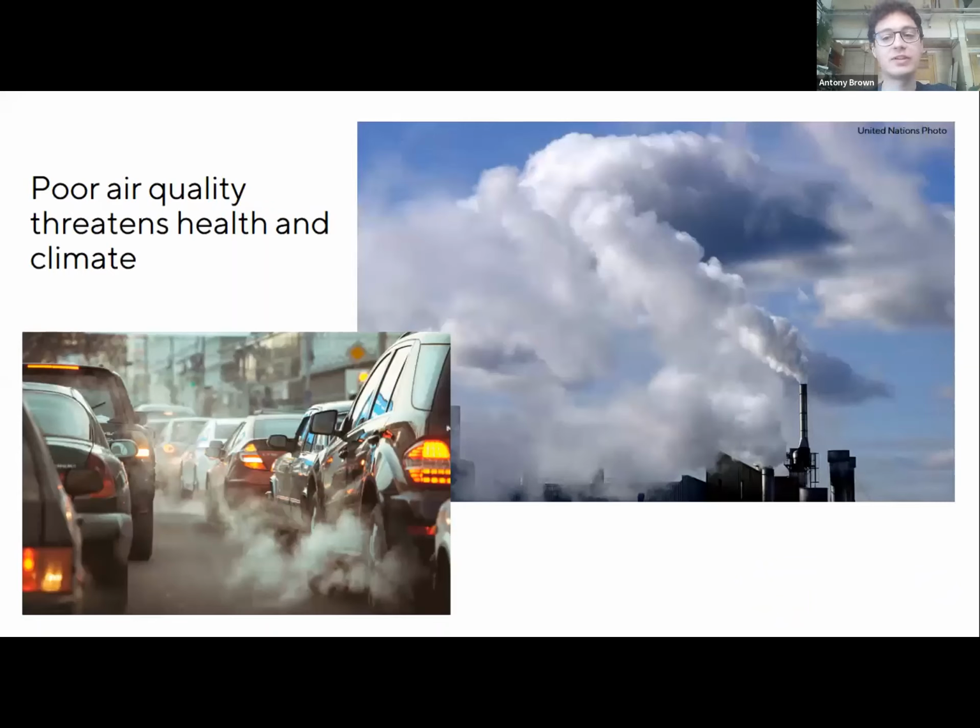So poor air quality threatens both health and climate. In 2016, the World Health Organization estimated that ambient air pollution causes around 4 million premature deaths each year worldwide. And sources of air pollution are also sources of greenhouse gases, which contribute to climate change.